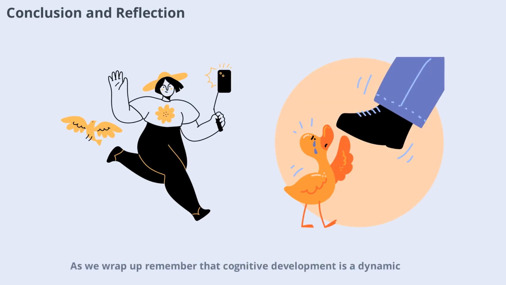As we wrap up, remember that cognitive development is a dynamic, lifelong process influenced by many factors. Theories from Piaget, Vygotsky, Bruner, and others provide valuable frameworks for understanding how we learn and grow. By applying these insights, we can better support ourselves and others on the journey of cognitive development.